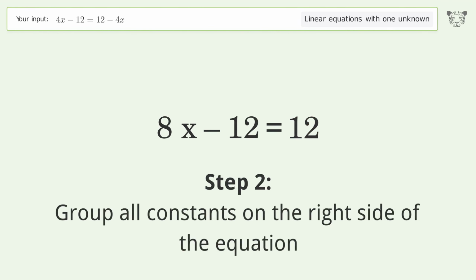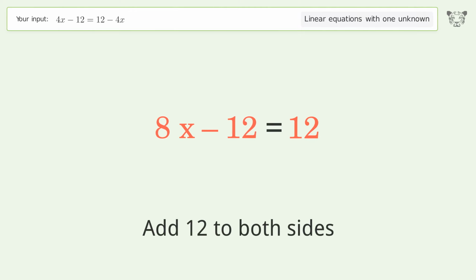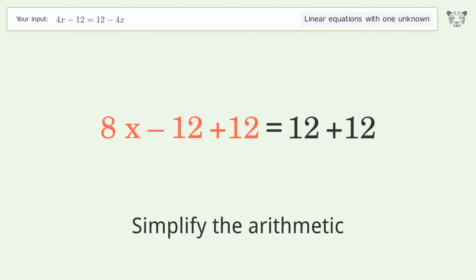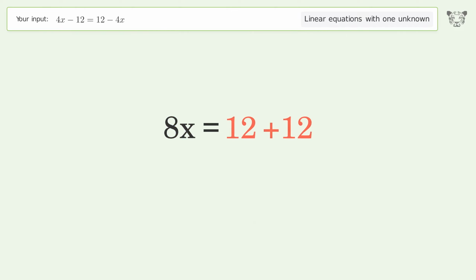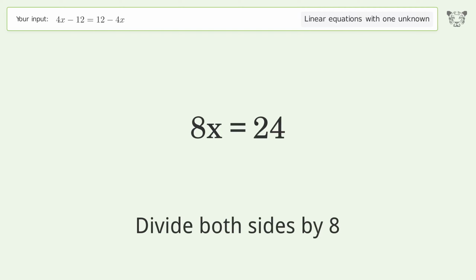Group all constants on the right side of the equation. Add 12 to both sides. Simplify the arithmetic. Isolate the x. Divide both sides by 8.